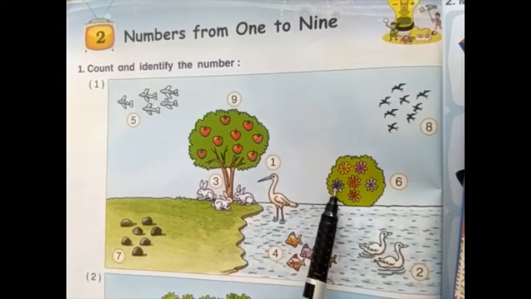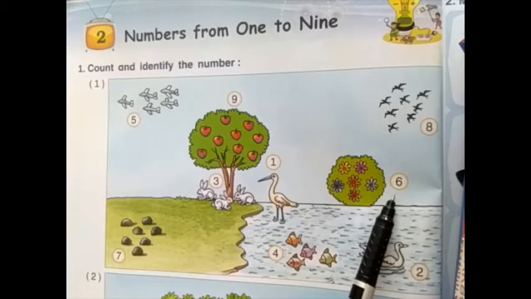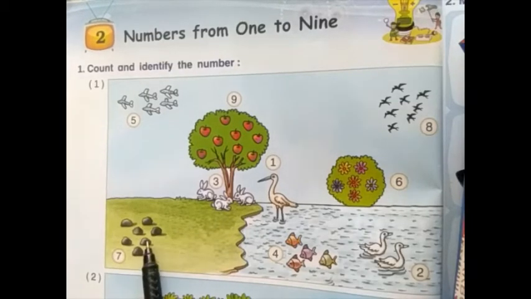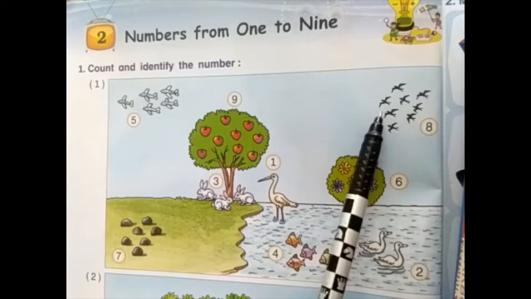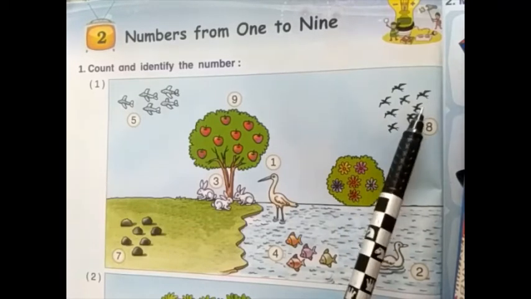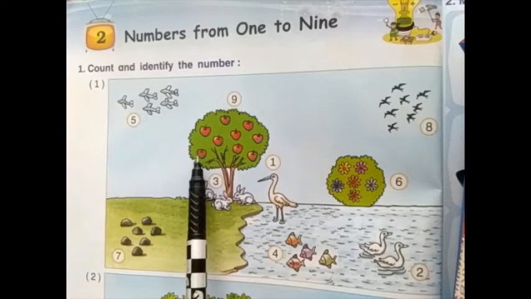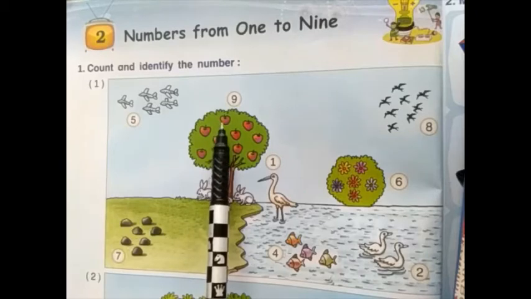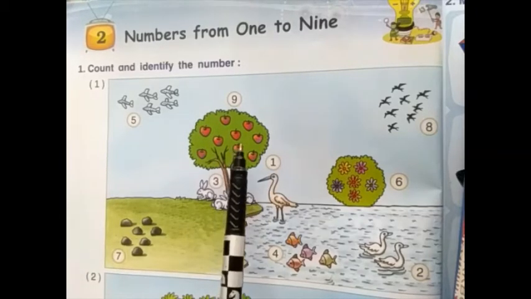6 flowers, 1, 2, 3, 4, 5, 6 flowers. 7 stones, 1, 2, 3, 4, 5, 6 and 7 stones. 8 birds, 1 to 8 birds. 9 fruits, 1, 2, 3, 4, 5, 6, 7, 8 and 9 fruits.